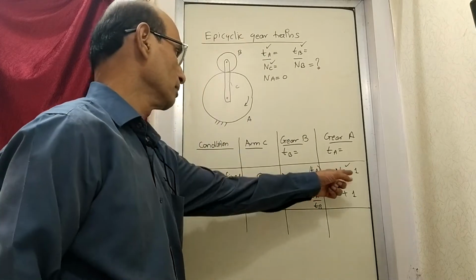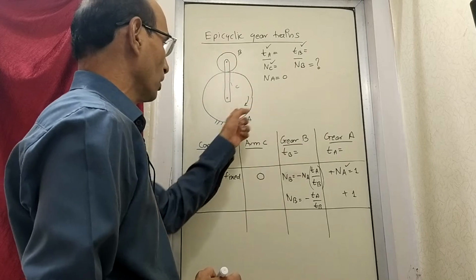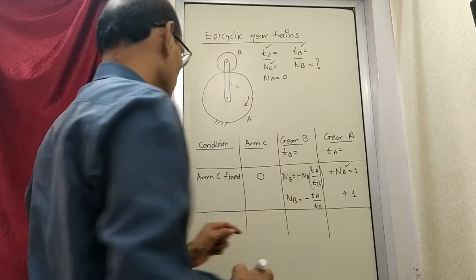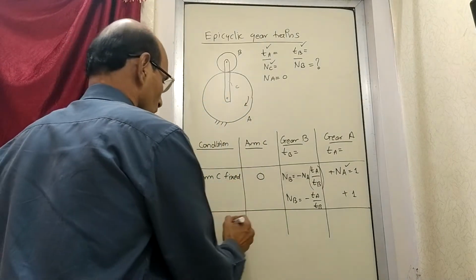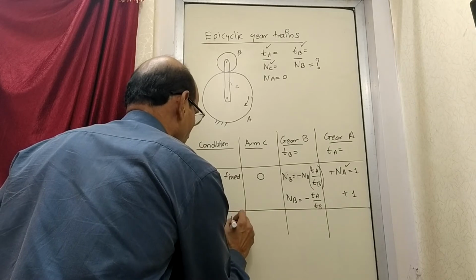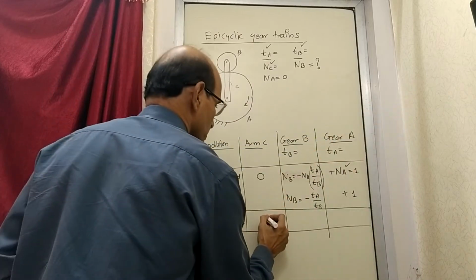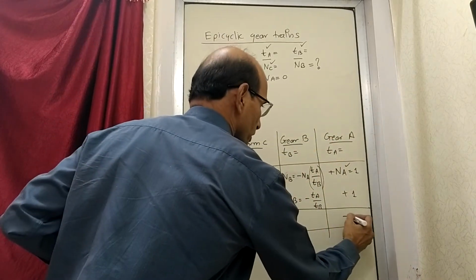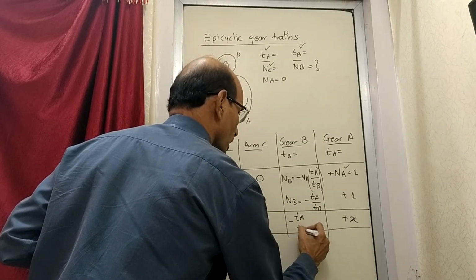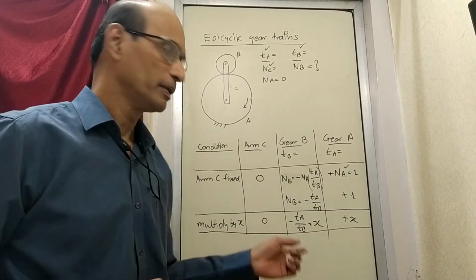First we have written a formula, and then we have said that the speed of A, suppose it is 1, that means you are rotating gear A by 1 RPM, gear B will rotate in the opposite direction by this speed. So that was the first condition. Now the next condition is multiply by X. That means everything we are going to multiply by X. So this becomes 0, this becomes plus X, and this becomes minus TA upon TB into X. We have multiplied everything by X.